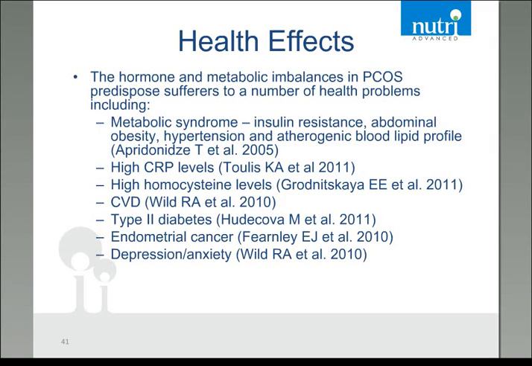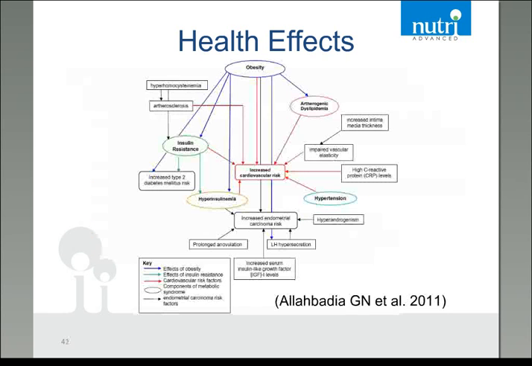Health effects. The hormone and metabolic imbalances in PCOS predispose sufferers to a number of health problems, including metabolic syndrome, high CRP levels, so C-reactive protein, so thinking of an inflammatory response, high homocysteine levels, so then you're thinking about methylation. So think back to what we talked about last time and think about, are they methylating their estrogens, and definitely are they at more risk of cardiovascular disease, type 2 diabetes, endometrial cancer, depression and anxiety. And I think the anxiety is something to be very conscious of. If a lady's got facial hair, it can definitely have a lowering of her self-esteem. And again, another diagram for you to take a look through.